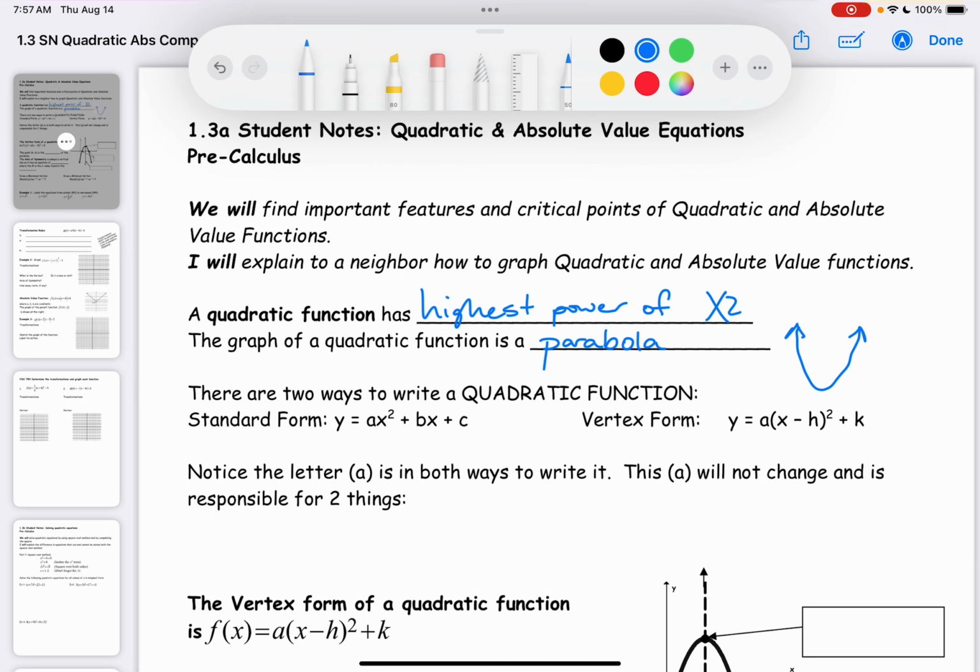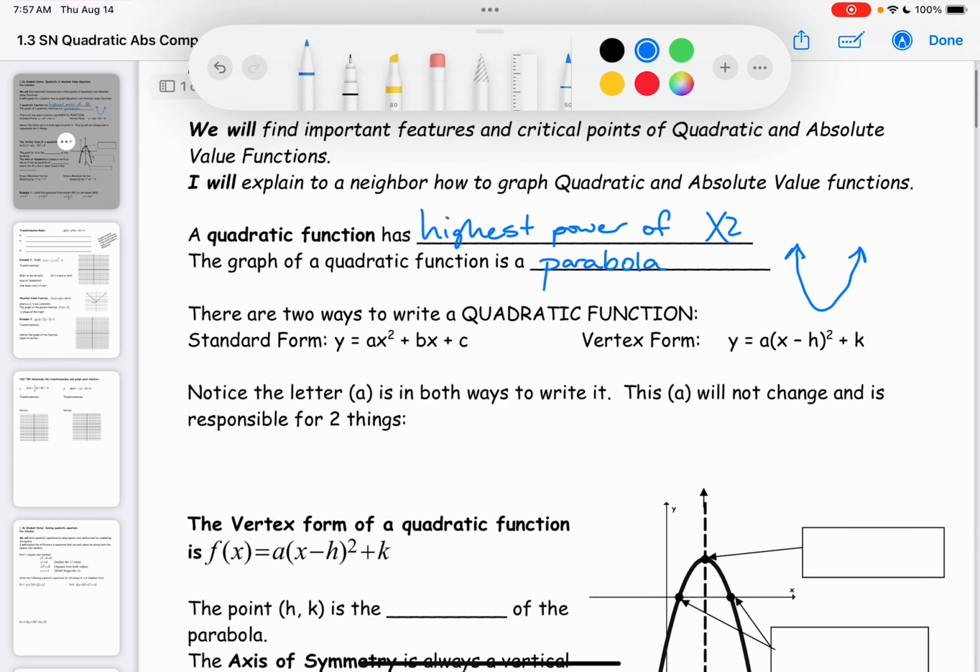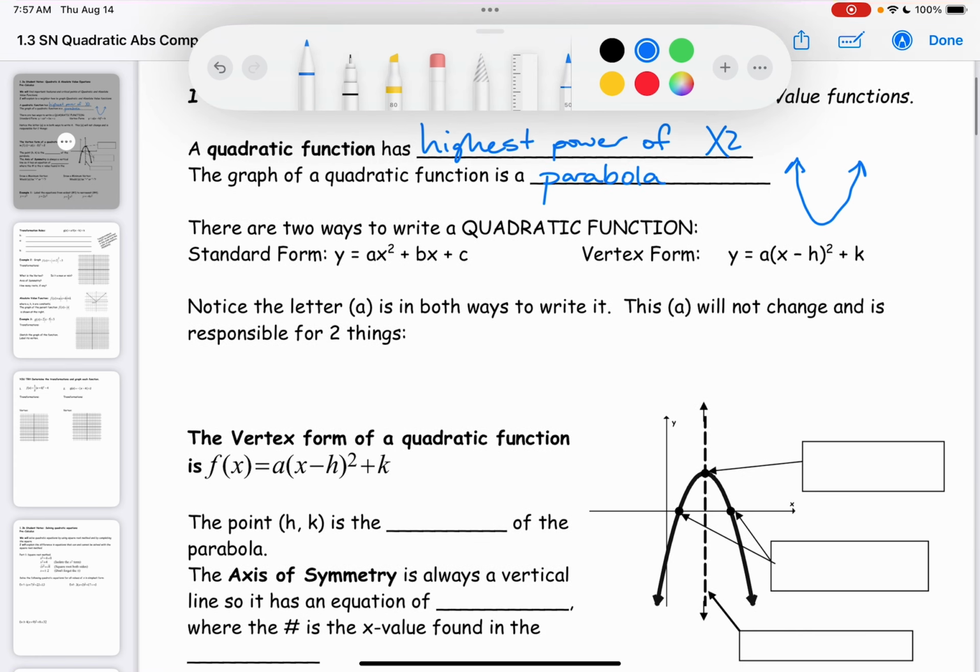And there are two different ways that we can write the quadratic function. We can write it in standard form, which is probably what you're really used to seeing. So we have our y equals, and then we have our x squared, our x, and then our constant. And sometimes there's a letter in front of those, an A value or a B value. Another way we can write it is in vertex form. If you remember, the vertex is the turning point of the parabola.